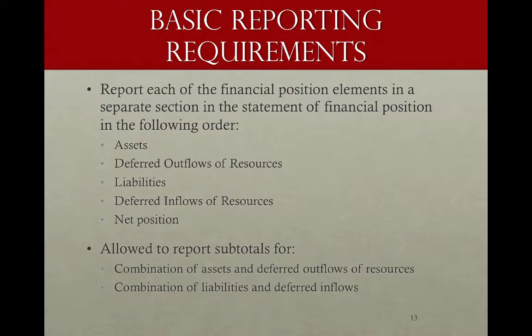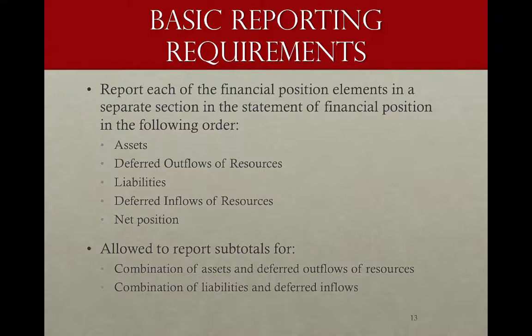What Statement 63 requires is very straightforward. It essentially says deferred outflows of resources should be reported in their own section of the Statement of Financial Position, separate from assets, and deferred inflows of resources should be reported in their own section, separate from liabilities. So you'll have 5 separate sections: assets, then deferred outflows of resources, then liabilities, then deferred inflows of resources, and the last section then is net position at the bottom of the Statement of Financial Position.